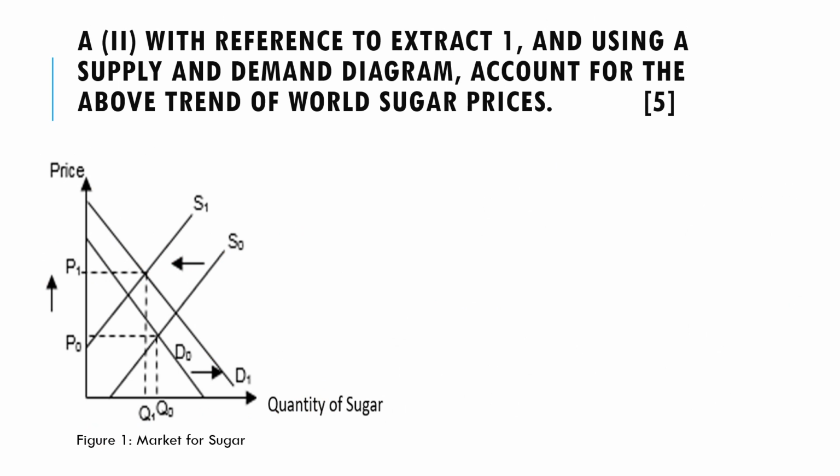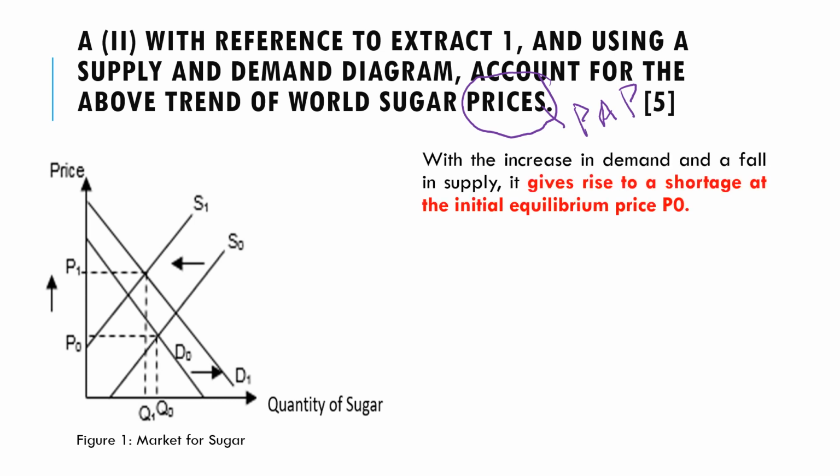We will now make use of the demand and supply diagram to explain why the world sugar prices have increased. As this question focuses on prices, it is important for you to make use of the price adjustment process to explain the increase in price. As we have seen, there is an increase in demand from D0 to D1 and a fall in supply from S0 to S1. This gives rise to a shortage at the initial equilibrium price of P0.